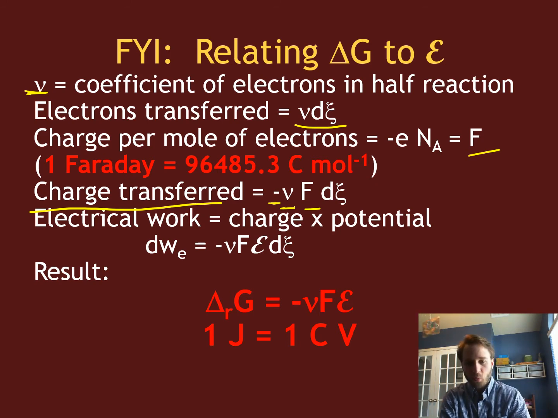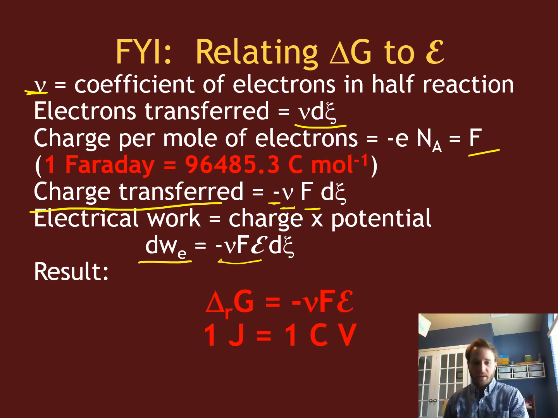And so the electrical work is the amount of charge that's transferred over a potential. So electrical work is the movement of charge through a potential. That's how you get electrical work. So that change in electrical work is just going to be minus νF times the change in the extent of the reaction times the cell potential. Again, the cell potential defines the potential of that chemical reaction.